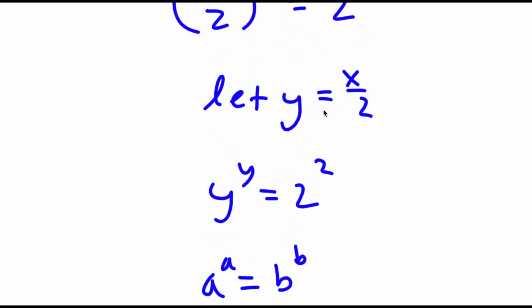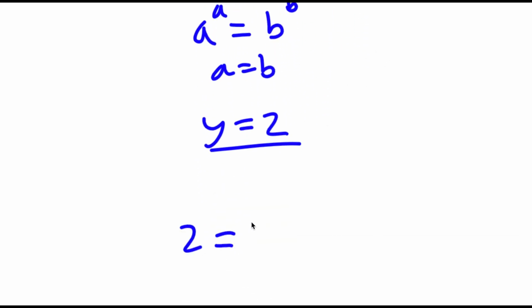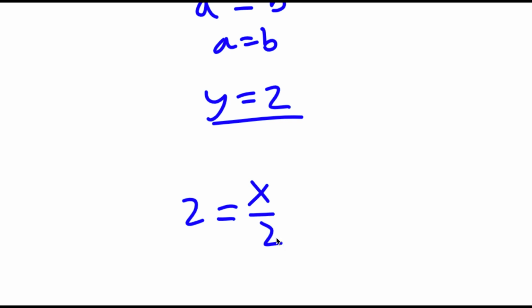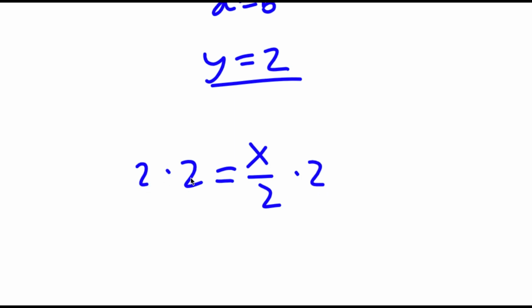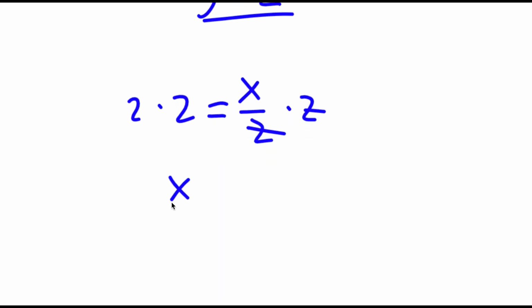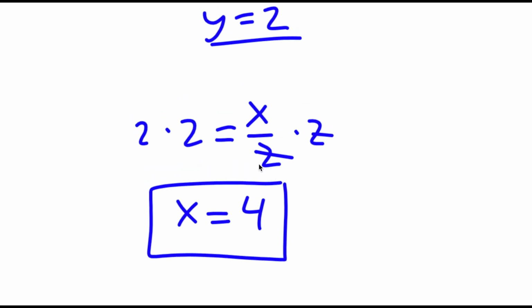Now remember we set y equal to x over 2. So if y equals 2 and y is also equal to x over 2, this means that 2 is equal to x over 2. So now if I multiply both sides by 2, these two cancel out, and I get x is equal to 4. So this is my answer.